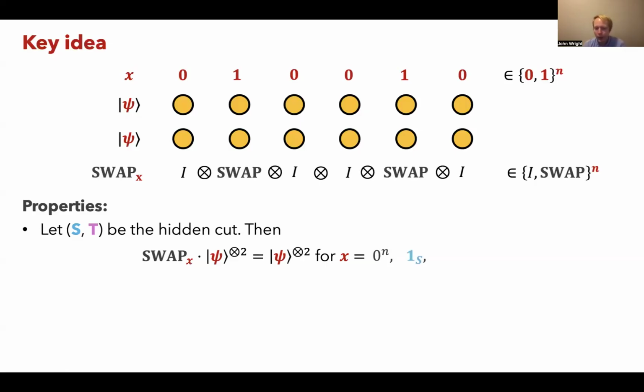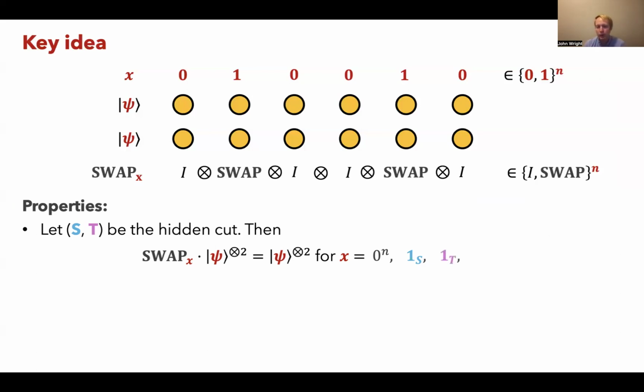But also, when x is the indicator vector for the set S, then this swaps all the qubits inside S and leaves all the qubits outside of S untouched. But we saw earlier, if I apply swap on one side of the cut but not on the other, it's going to preserve the state.